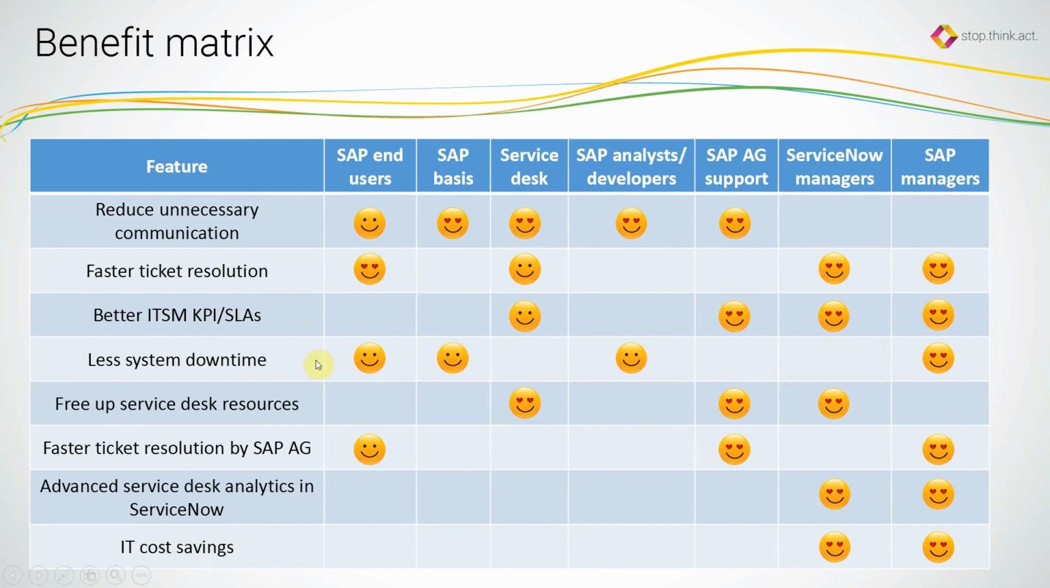You can even have less system downtime. So if you have problems in your production systems and if you get faster resolution, then of course your losses related to system downtime will be less. Naturally, you can free up service desk resources. If you can decrease the number of incoming tickets, you can expect faster resolution from SAP.